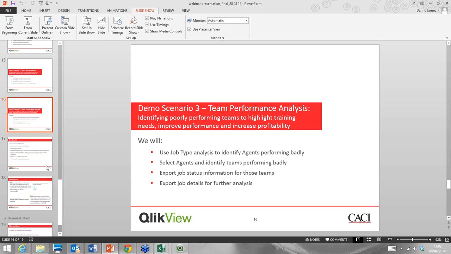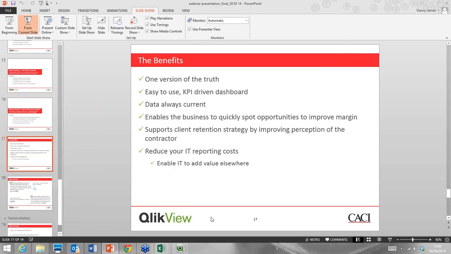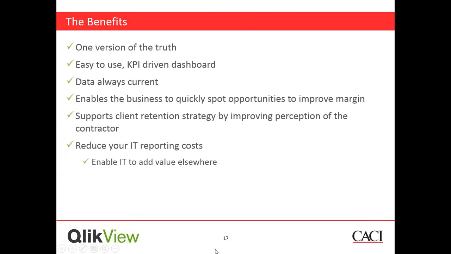So just to summarise, if we quickly run through the benefits. Obviously, you've got one version of the truth. You've got an easy-to-use KPI-driven dashboard where the data is always current. It's in one place, so it's quite easy to tab through. I remember working on contracts myself, and you had one person bringing in data for health and safety, a commercial manager bringing it in for finance and commercial, then you had operations. There was no way to holistically see everything.